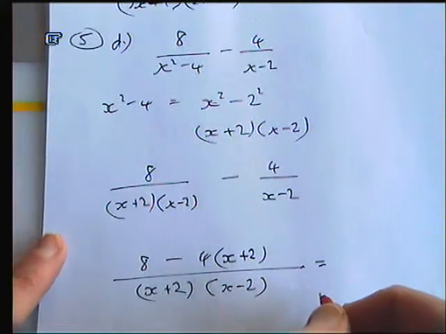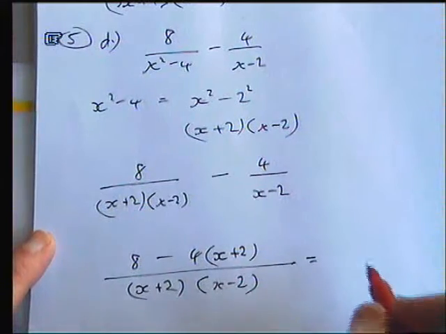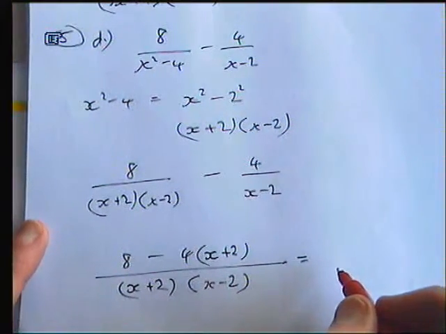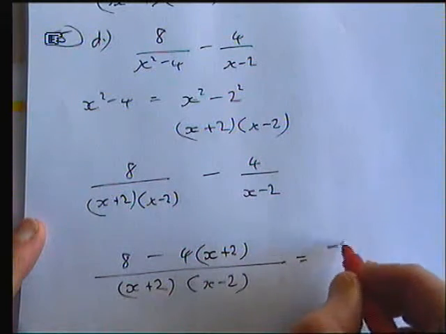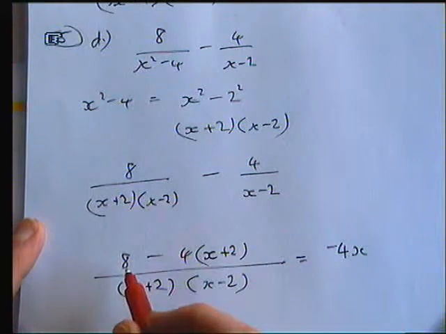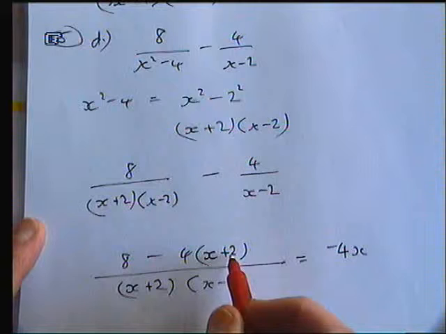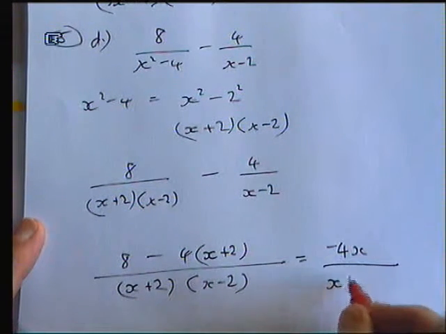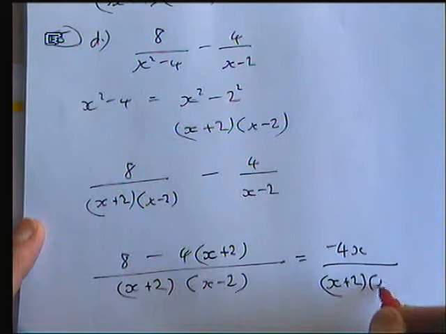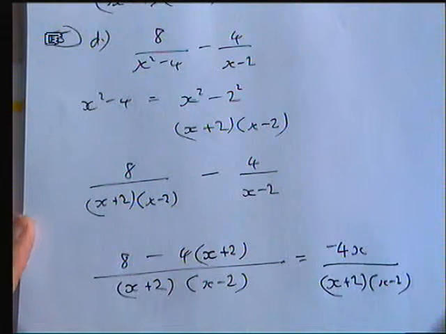Get rid of the brackets on the top. Sean, can you get rid of the brackets on the top for me, please? What will I end up with? Minus 4x. And I got 8 here, and I get minus 8 there. Yeah, just minus 4x, okay? There we go. Nothing else really to do on that one. That was question 5.